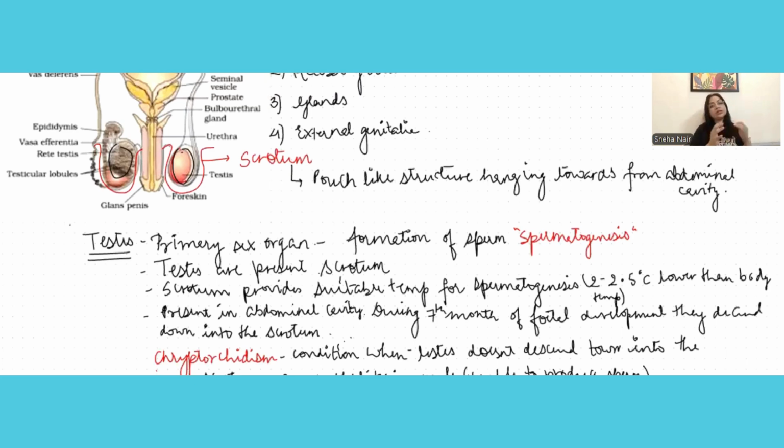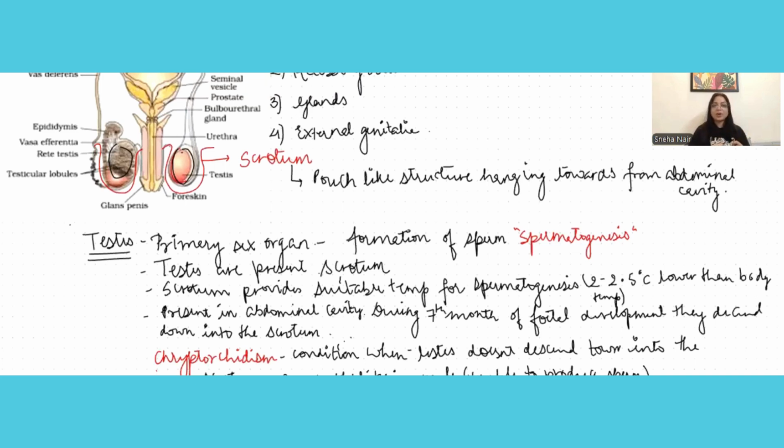And in between the seminiferous tubules, there is a space called interstitial space, that is the space present between the seminiferous tubules. In the interstitial space, interstitial cells, also called Leydig cells, are present. Leydig cells help in production of male androgen. What is androgen? It is a group of hormones released in males, and the most important one is testosterone. Testosterone is responsible for spermatogenesis, and it is also responsible for secondary sexual characters in male.